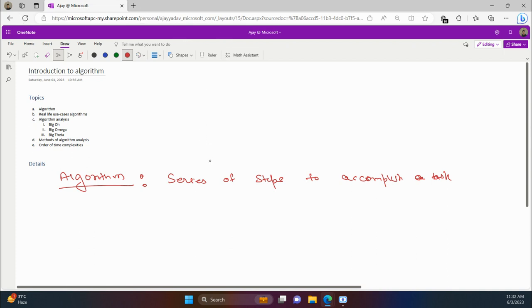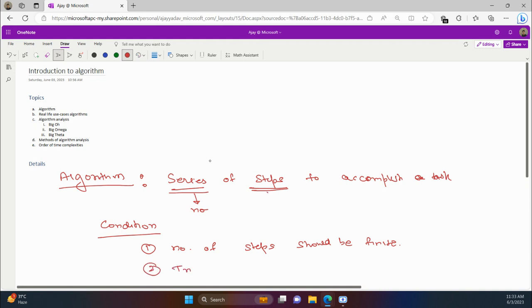But there are some conditions before we call it an algorithm. For example, we talk about this series of steps, so the number of steps should be finite. That is the first condition. The second condition is that these steps will take some time, so the time taken by a step should be finite. So these are the two conditions. First, the number of steps involved in an algorithm should be finite, and the time taken by any step should be finite. Then you will say, yes, this is my algorithm for doing anything.